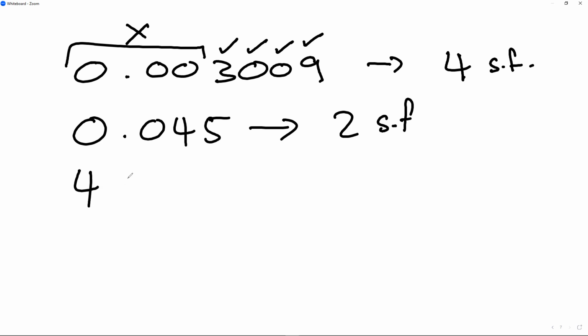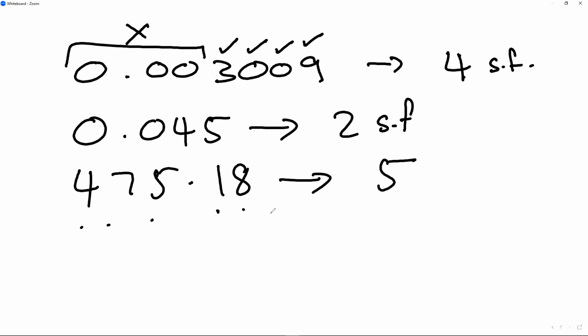If I've got 475.18, then that's going to be 1, 2, 3, 4, 5 significant figures. Okay.